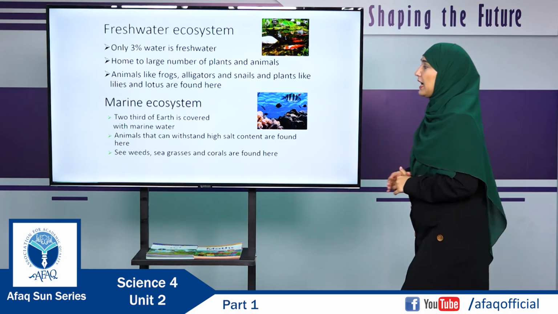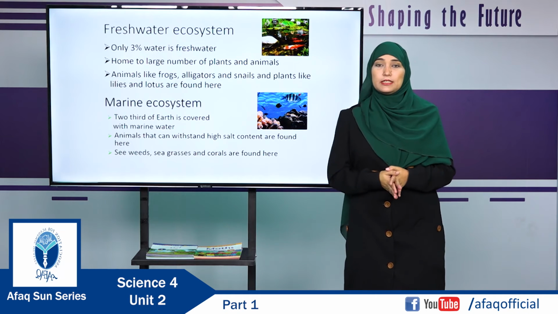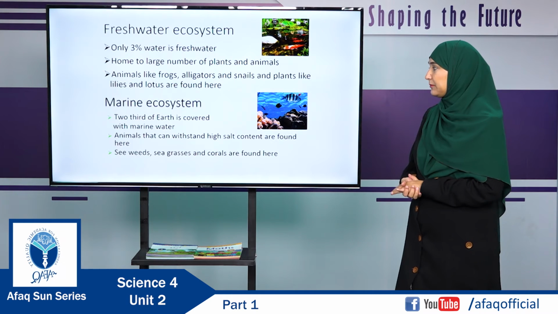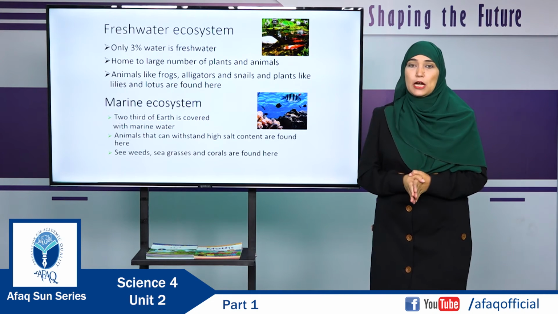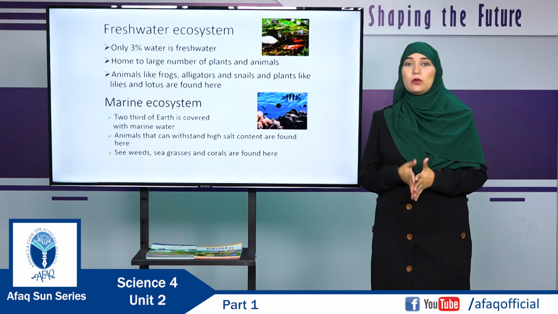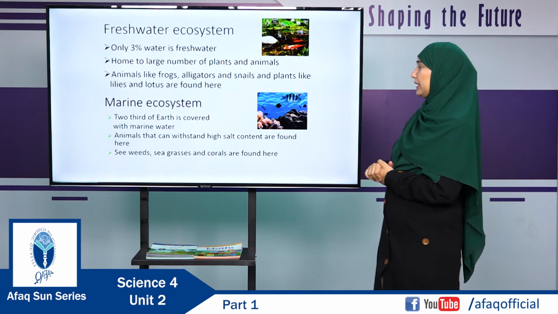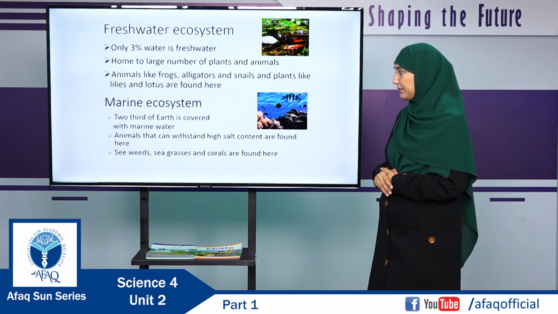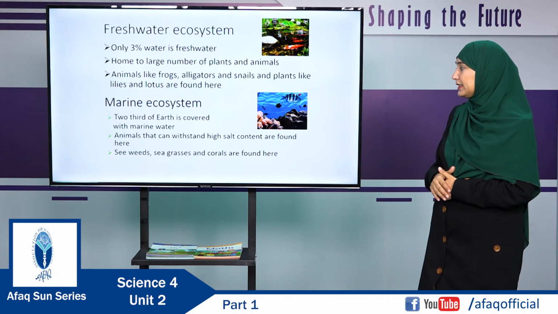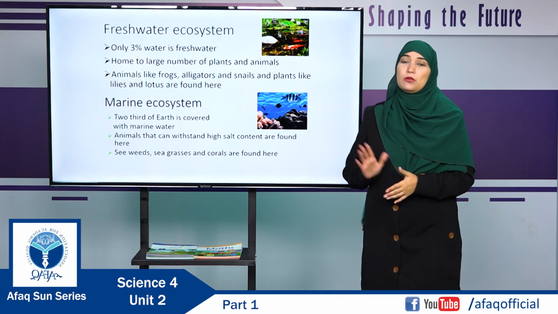Marine ecosystem. About 2/3 of the earth is covered with oceans and seas. Marine water is water that contains high content of salt. Animals that can withstand high salt content are found in this ecosystem. Plants like seaweed, sea grasses and corals are found here.